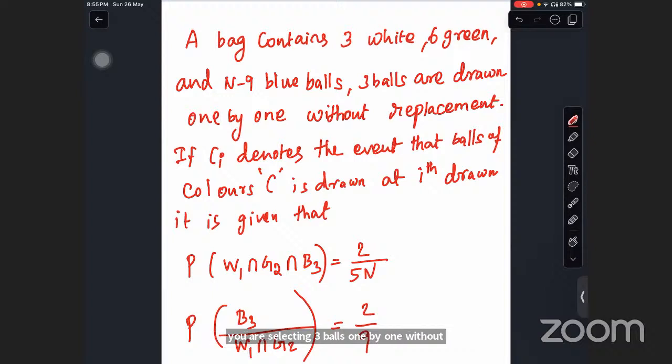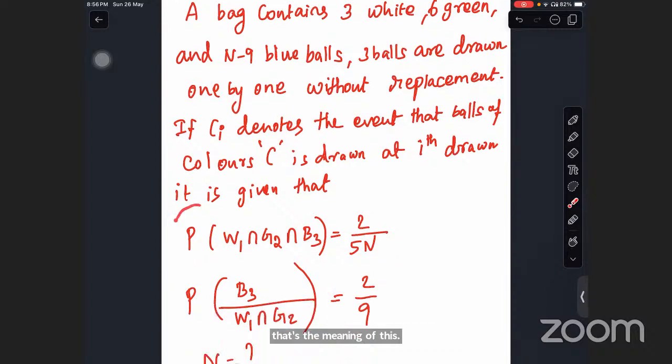And they define the event also. If Ci denotes the event that a ball of color C is drawn at the ith draw, then W1 means it's the first draw, and G2 means green color in the second draw. Now they have given 2 statements. Probability of W1 intersection G2 intersection B3 is equal to 2 by 5n. And it is also given that P of B3 given W1 intersection G2 is equal to 2 by 9. They are asking for the n value, which we are going to calculate.